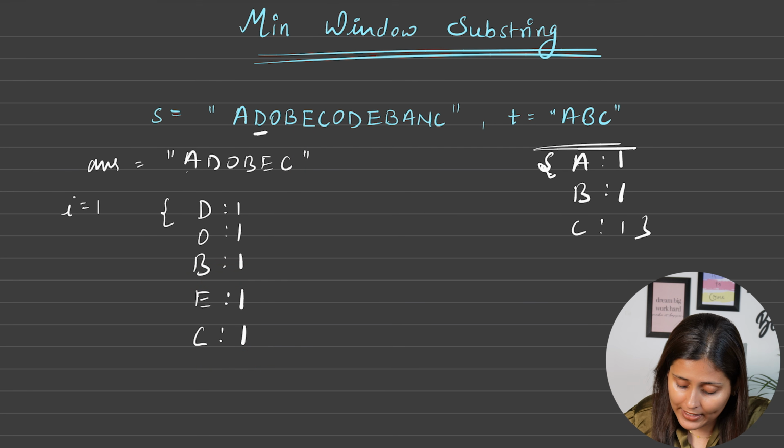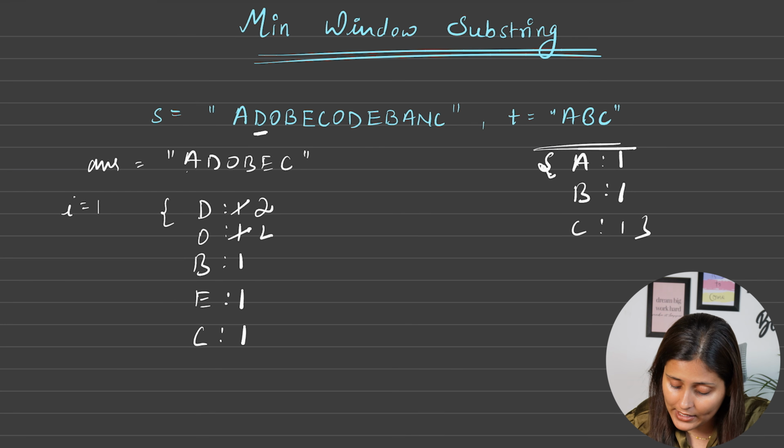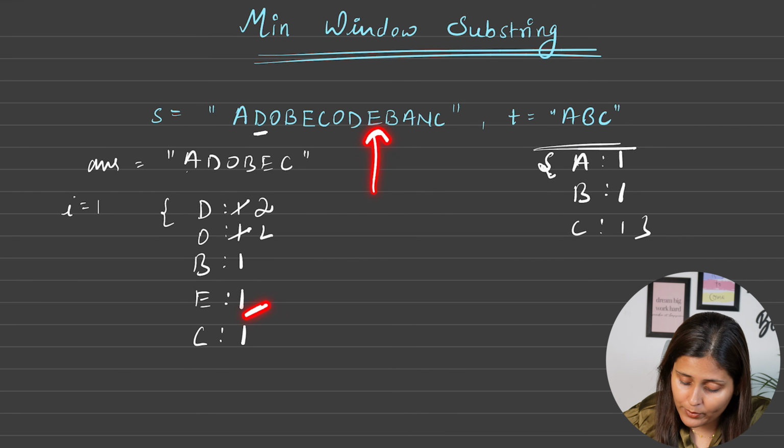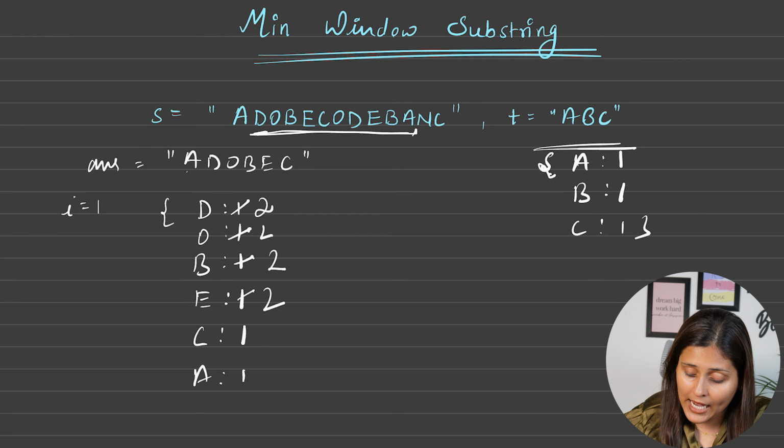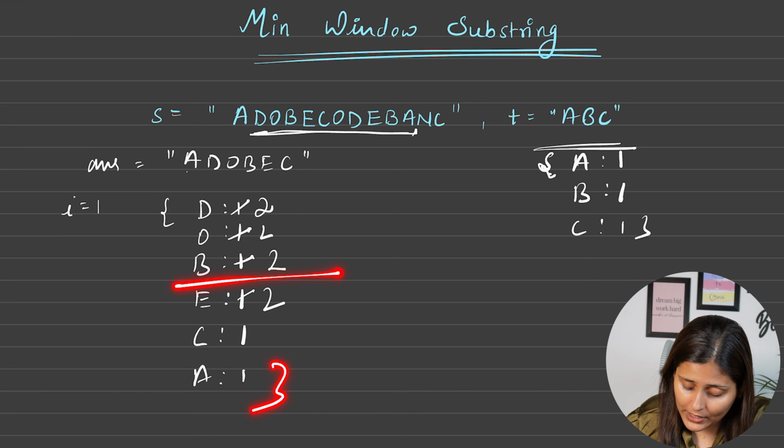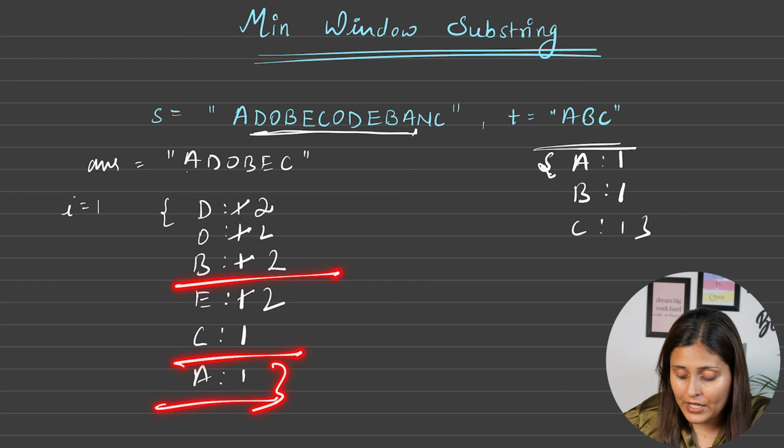Okay, till now B found, C found, but A is not found, so we'll keep on moving. So we'll add O with frequency 1. D with frequency 1 means we'll increment this. Now after that O also with frequency 1, so basically we'll increment instead of adding now. Now we'll find E also present, so we'll increment the frequency. Now again B, increment the frequency. Now A, so we'll add this. Okay, so from D to A, this is my substring, and if you see in the map, we have B, we have C, we have A, yes.